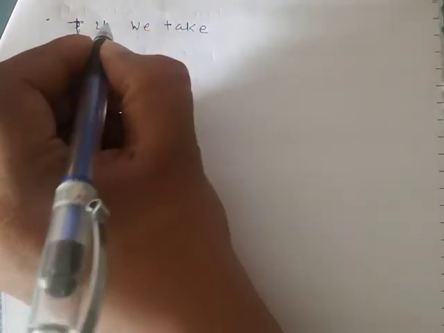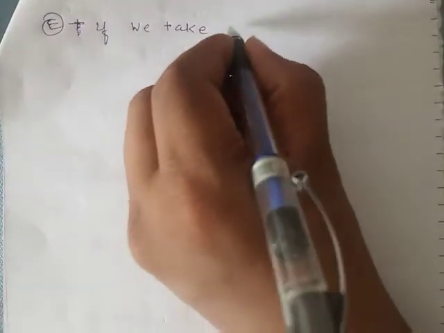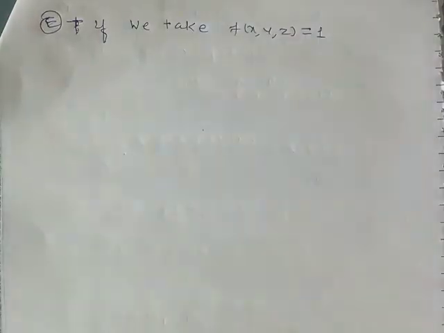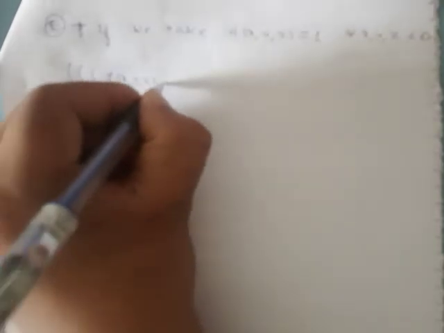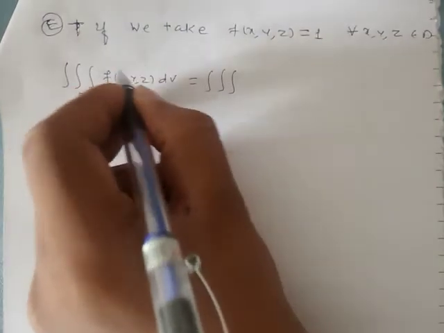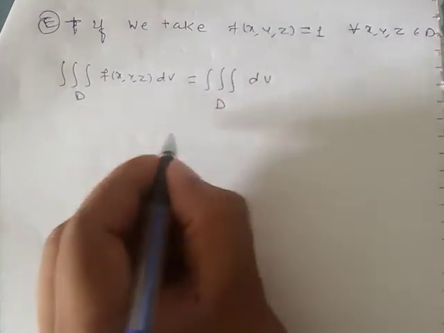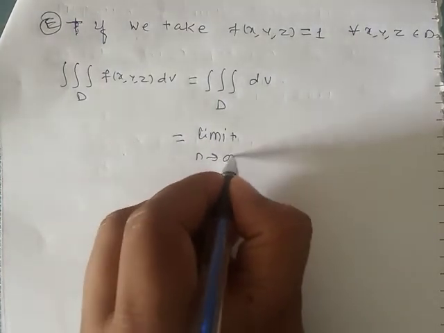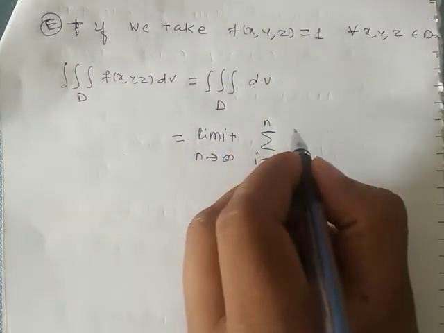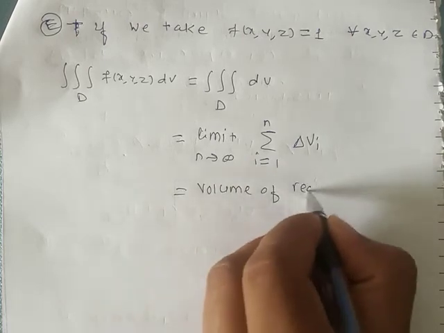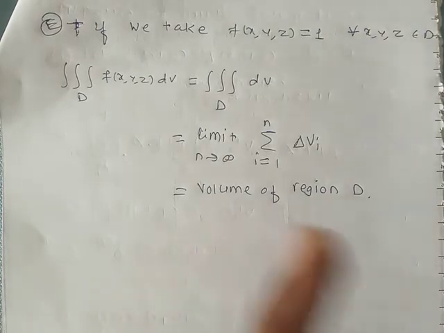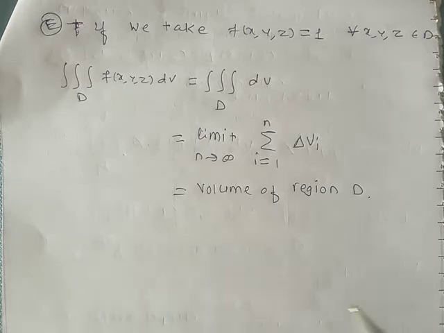नेक्स्ट प्रॉपर्टी आहे, if we take f of x comma y comma z is equal to constant function 1 for all x y z belongs to D, then the triple integration of f of x y z dV over D is equal to, हे फंक्शनची व्हॅल्यू काय आहे, 1 dV over D is equal to limit n tends to infinity summation i is equal to 1 to n delta Vi, and this is what, volume of region D. This is equal to volume of region D. In this way we can say that triple integration is used to evaluate the volume of a region.